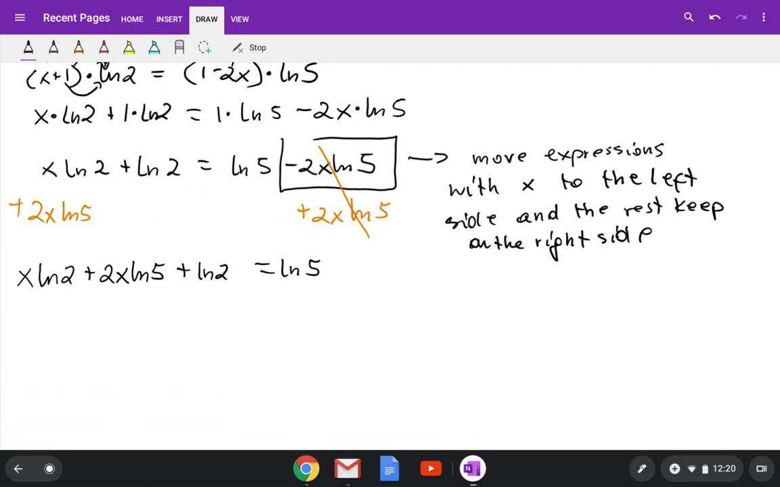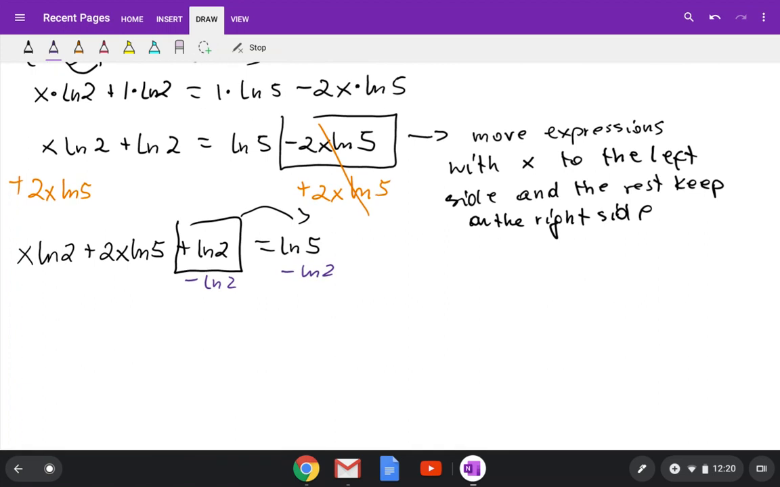Now we're moving ln of 2 to the right side, so let's subtract ln of 2 from both sides. Again, they are just real numbers, okay? But they are nasty because they have infinitely many digits after the decimal. That's why it's better to keep them as ln of 2. This one will cancel, and we end up with x ln of 2 plus 2x ln of 5 equal ln of 5 minus ln of 2.